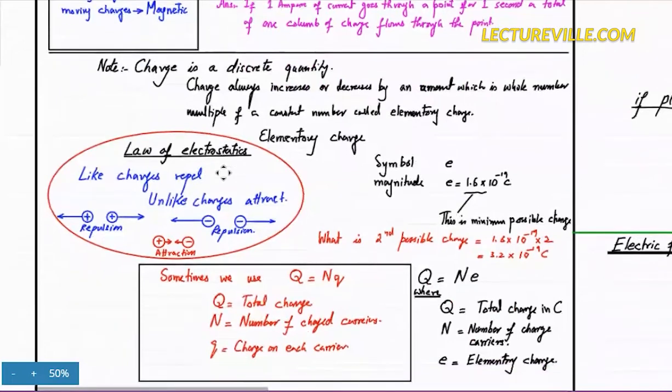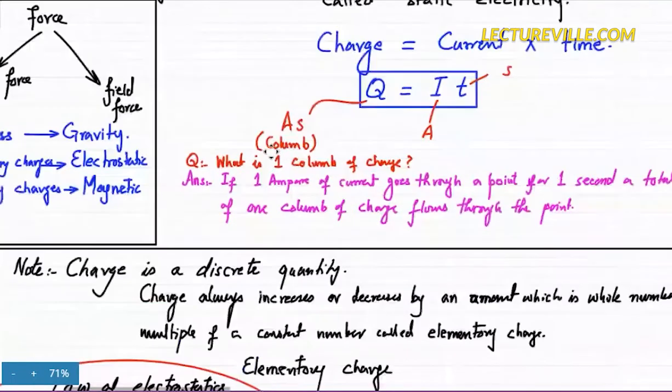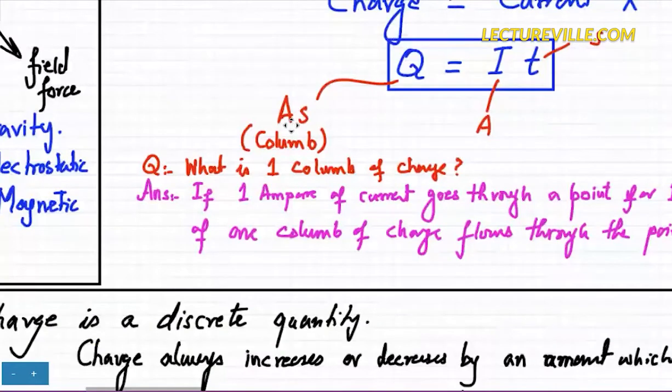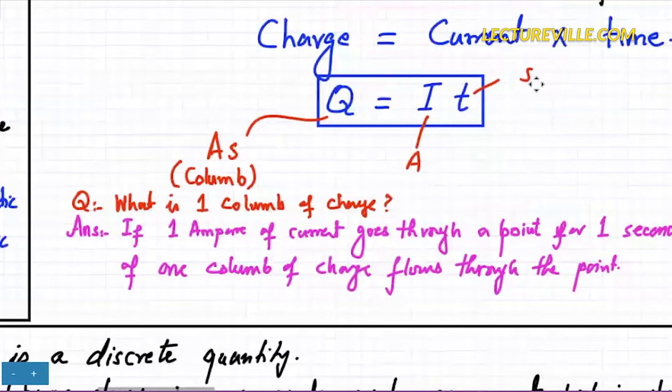Now, first formula that I think you should be writing down is Q equals to IT, where Q is measured in coulombs, which are also ampere seconds. Current is always in amperes and time is always in seconds.